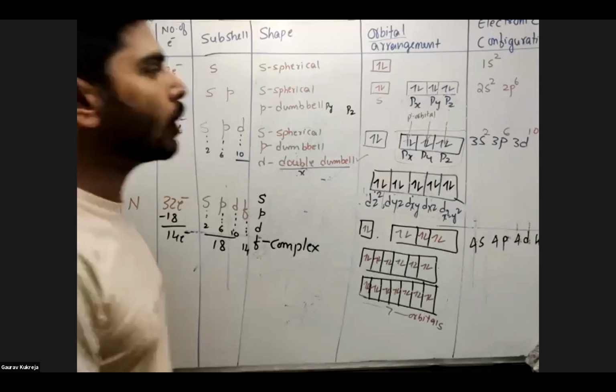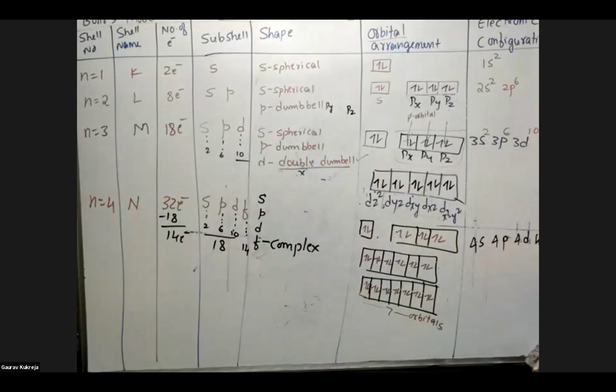Now the best thing about this is after this, things become normal. So 4s can occupy maximum 2, 4p can occupy maximum 6, 4d 10, 4f 14. See here, you have to remember the maximum accommodation, that is as per the subshell type. If it is S type, then maximum 2. If it is P type, then maximum 6. If it is D type, then maximum 10. If it is F type, then maximum 14. That you have to remember.